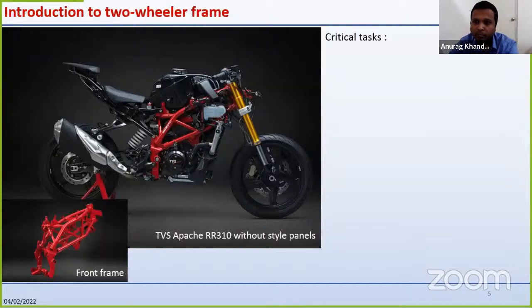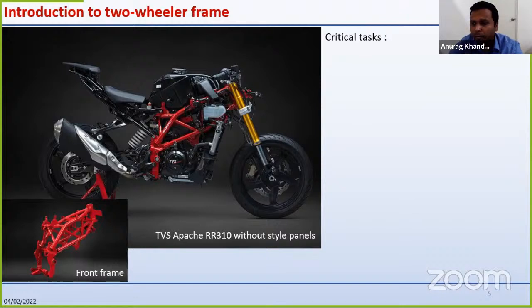Going forward, what is a two-wheeler frame? Frame is a fabricated structure which supports most of the vehicle system components directly and indirectly. Even if some part is not mounted directly to the frame, the part on which it is mounted will be taking support from the frame. What you see in the picture is TVS Apache RR310. You can see there is a front frame painted red, and there is a rear frame onto which the seat is mounted, and some other electrical components and footrests are also mounted. So it carries most of the parts.